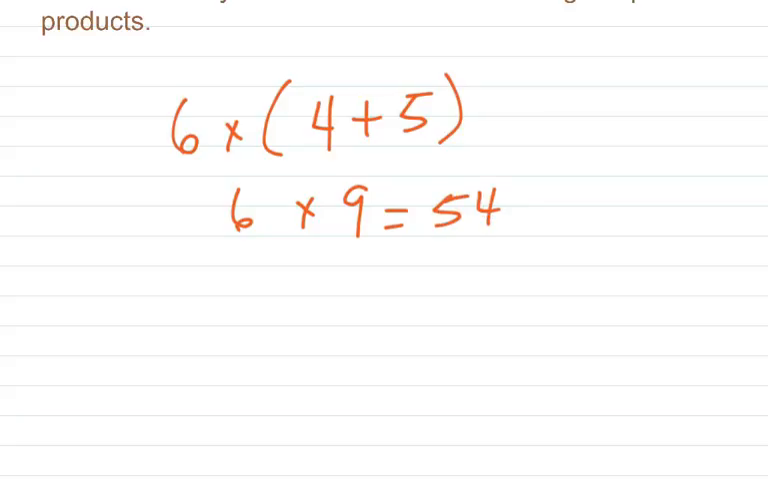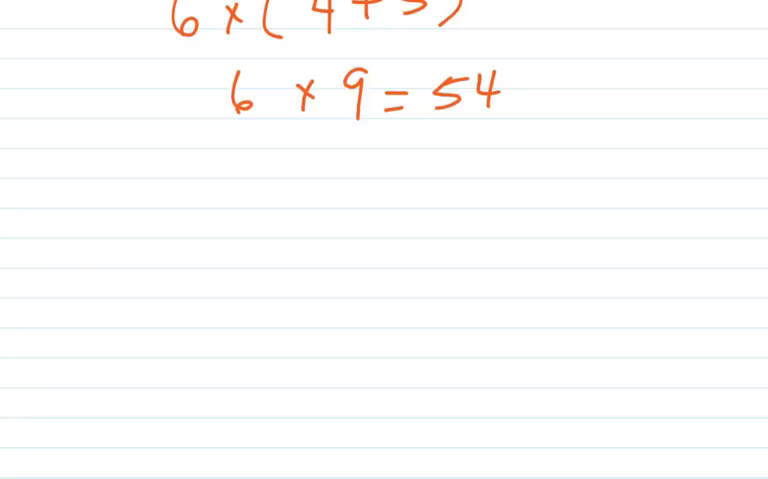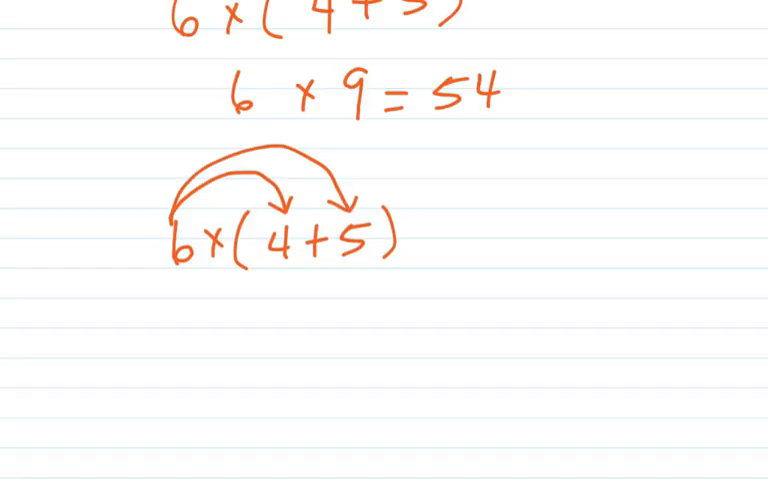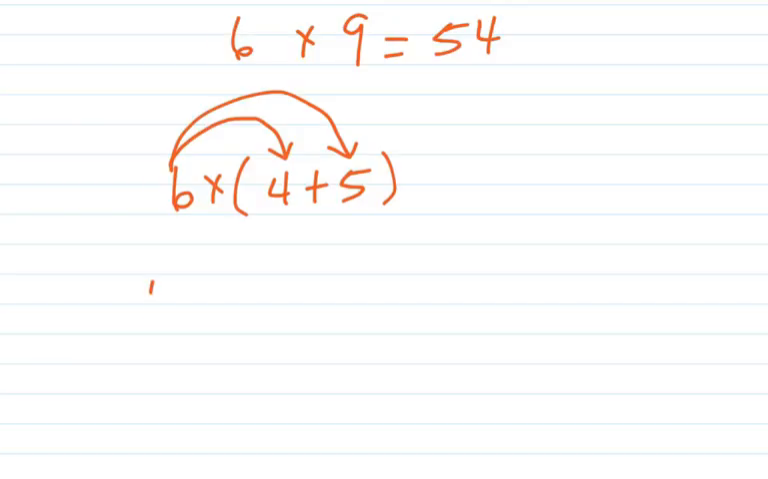Now, our other alternative to doing this is to take 6 and distribute it to the 4 and the 5 and to make partial products. So I can distribute the 6 here and distribute the 6 here and multiply it by each one of the add-ins. So we have 6 times 4 plus 6 times 5. Now we have to solve the parts that are in parentheses first.